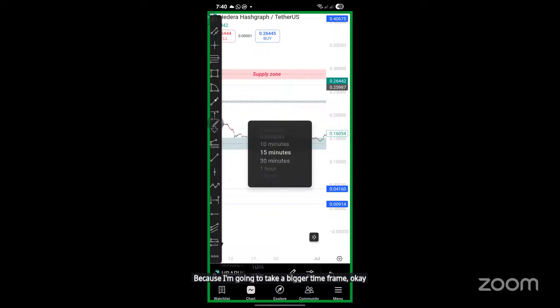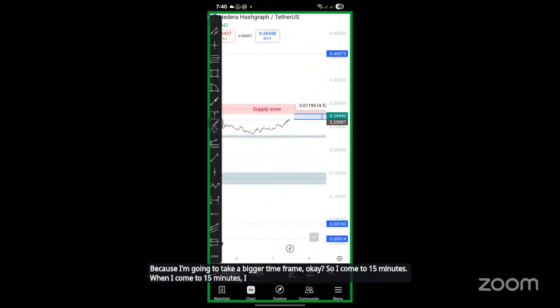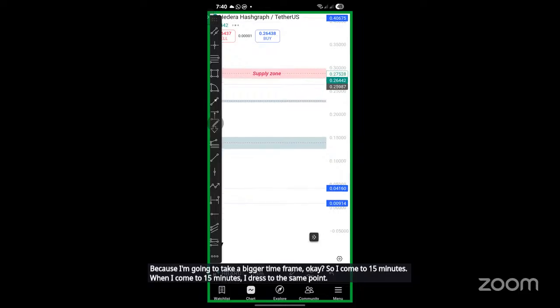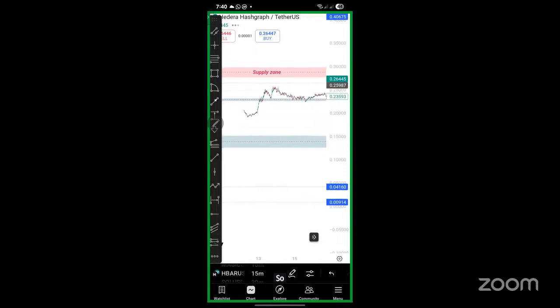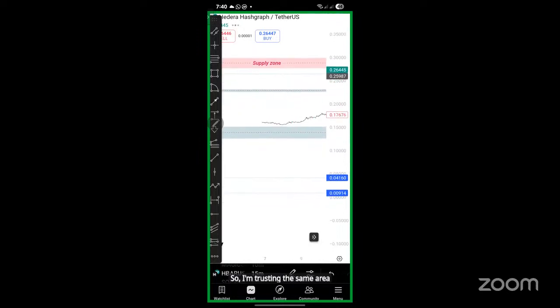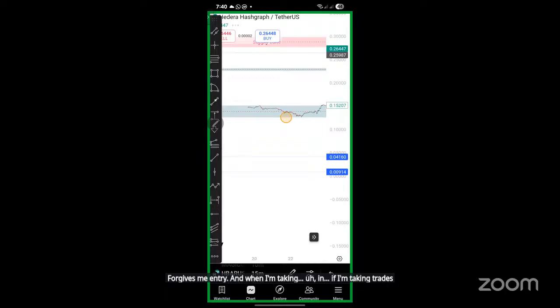Okay. So I come to 15 minutes. When I come to 15 minutes, I trace the same point. Why? Because I put a dot there. So I'm tracing the same area to see whether it gives me entry. And if I'm taking trades in 1 day, you can see where it is right now.